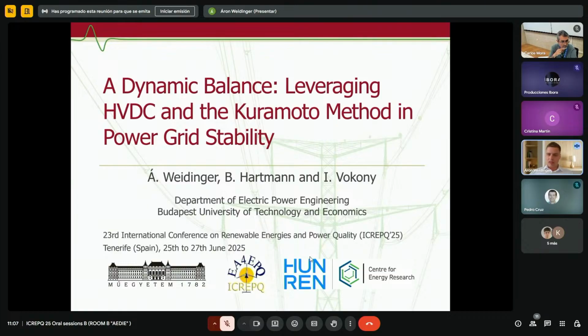At first, I will start by discussing current challenges in system stability, then examine how HVDC technology can support stability through grid segmentation. After that, I will introduce our modeling approach using the second order Kuramoto model, how we incorporated HVDC behavior, and finally, we will go through the simulation scenarios and our findings.